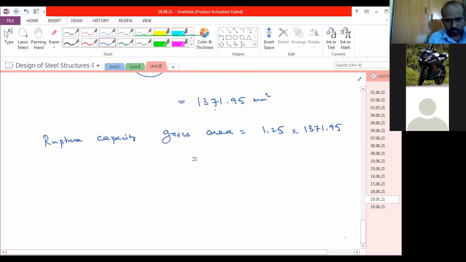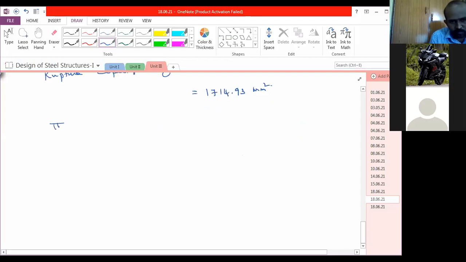So how much? 1714.93 mm square, sir. Okay, it's correct. The maximum value is 1980 mm square. So the maximum AG, gross area, is equal to 1980 mm square. Now we shall select one section based on 1980.